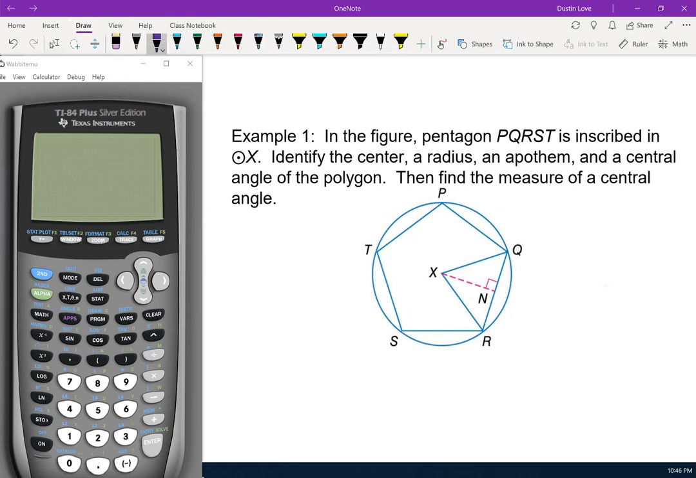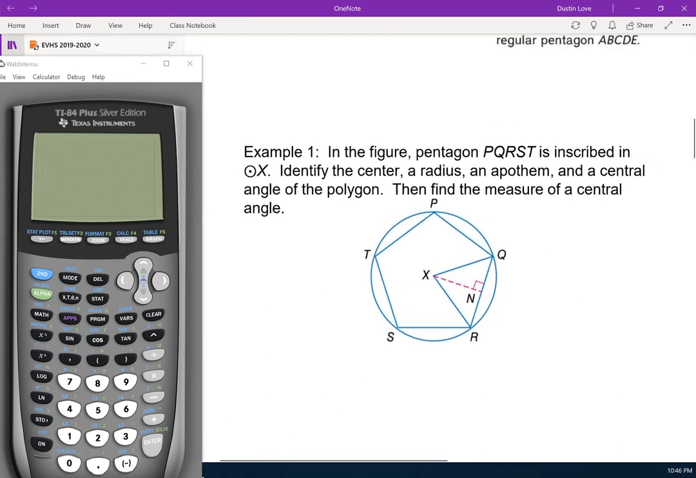So we want to find and label all of these different things. Let's go ahead and identify the center. The center we can see is point X. The radius, we can label using any of the ones that are on there. We can say that it's XQ, also XR would have worked, either one.